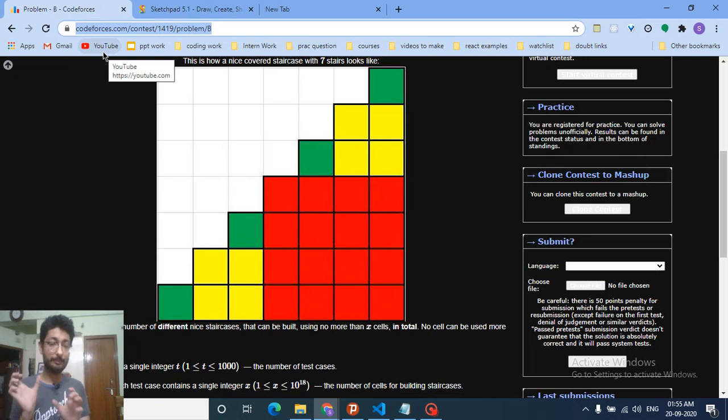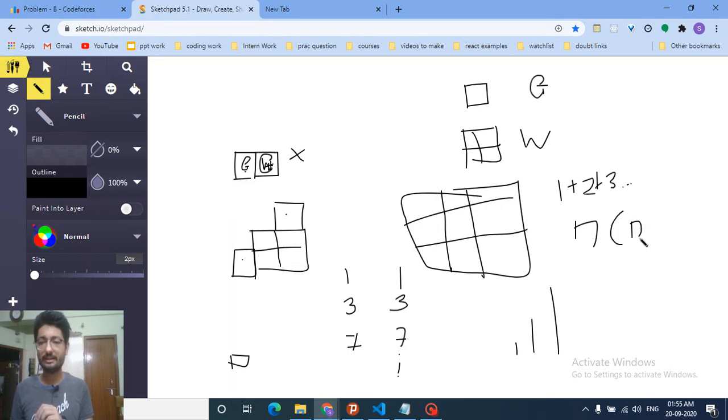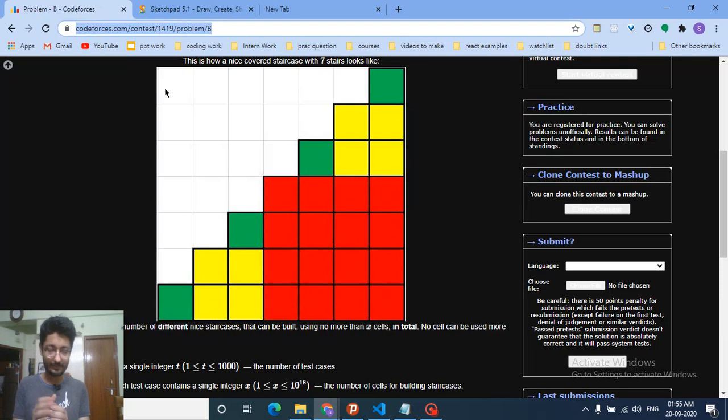Cool. Now if you know the base length, can you find out the total number of cells in this staircase? Yes, I can. Let's assume you have 1 cell in the first column, 2 cells in the second column, 3 cells in the third column, so it is like adding 1 plus 2 plus 3 plus 4 and so on. The total formula for this is n into n plus 1 divided by 2. So if you know the base length of the staircase, then you can find out the total number of cells you require to form this staircase.